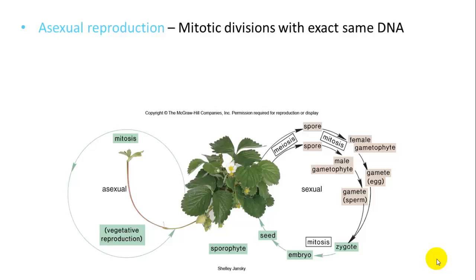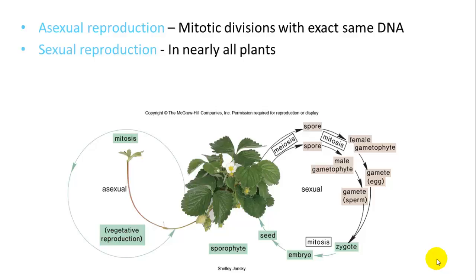Now, this is not what is meant by alternation of generations. Alternation of generations is just the sexual life cycle. But in asexual reproduction, they just go through the process of mitosis. They may send out a shoot or a root or something that extends the plant and then separates from it. So this is an example of vegetative reproduction in strawberries.